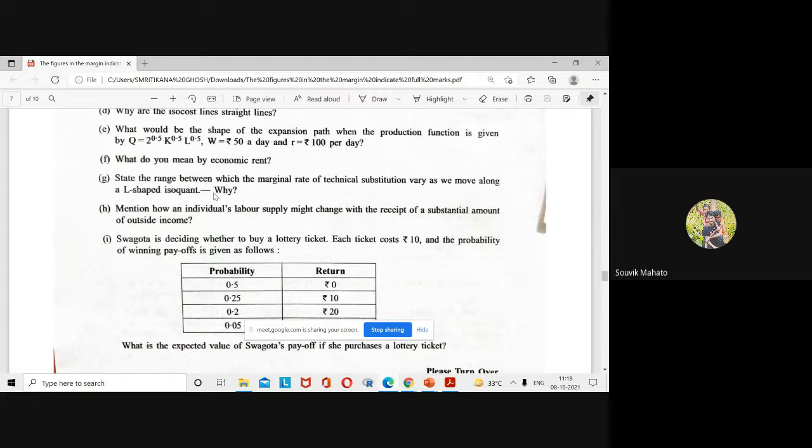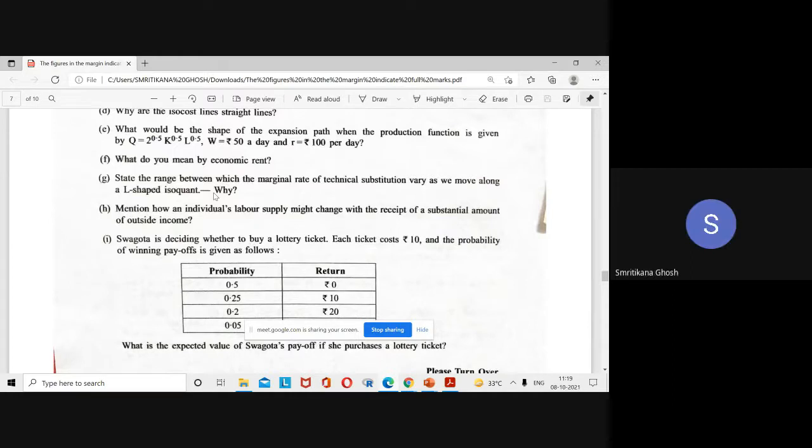Ma'am, technical substitution. You are not clearly audible. Tell me again. Your network is a problem. Ma'am, the marginal rate of technical substitution. Yes, the marginal rate of technical substitution is what? MPL by MPK.